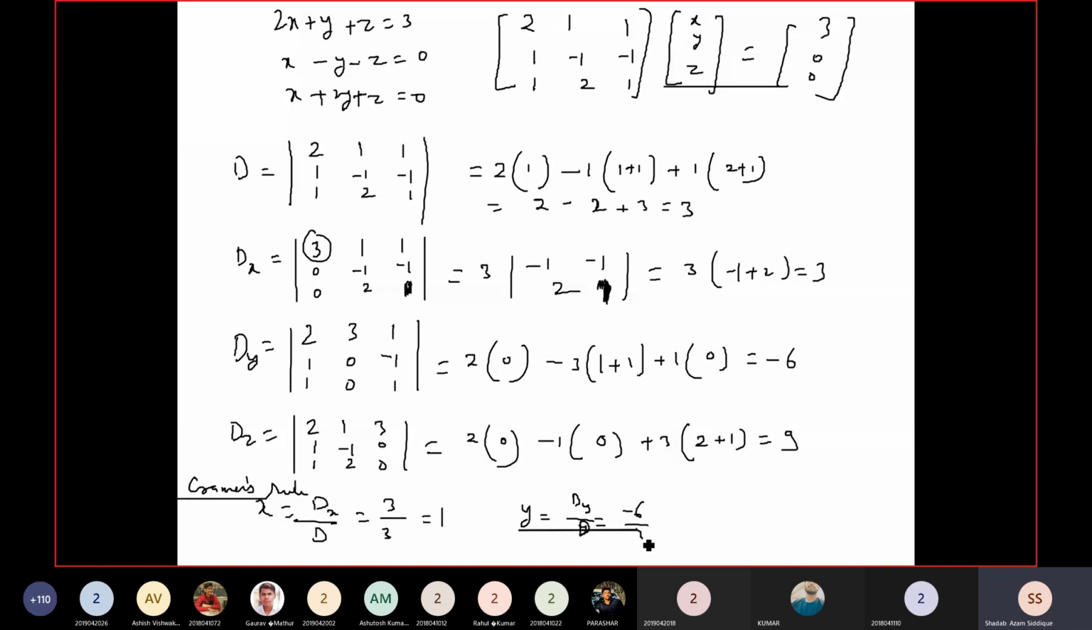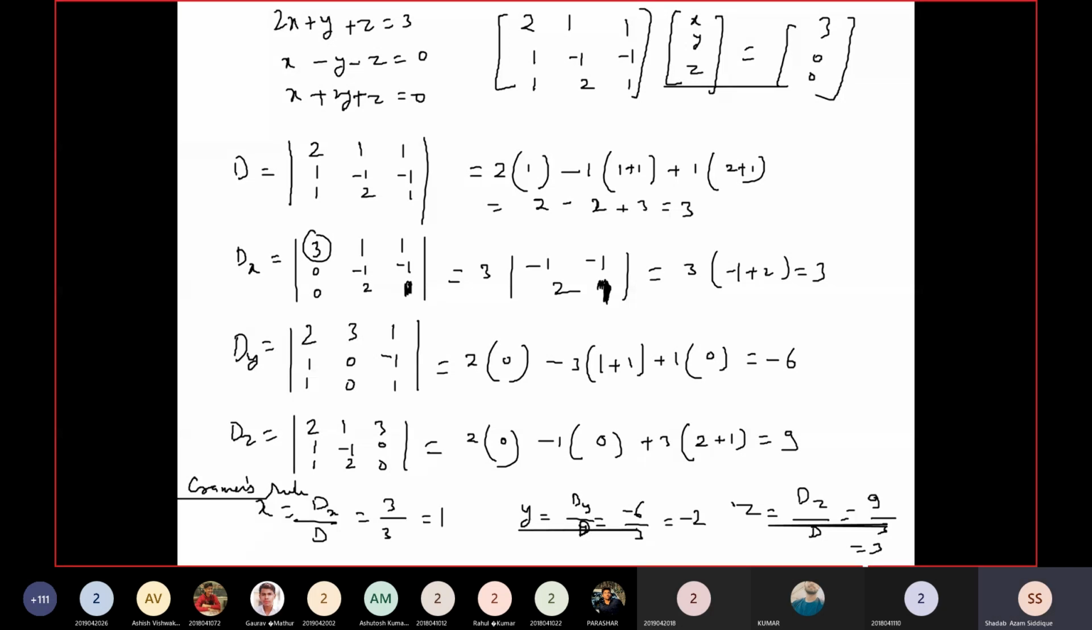Again z is equal to dz divided by d. So dz is what? 9. Dz is 9. 9 divided by 3, which is equal to 3. I hope it is clear to you. Try to take one more example and find this.